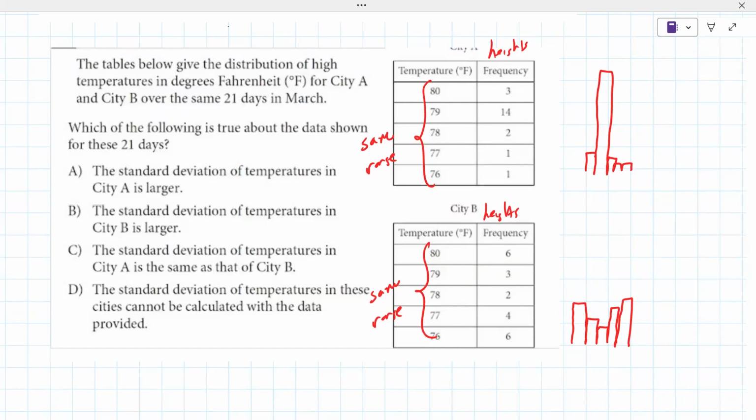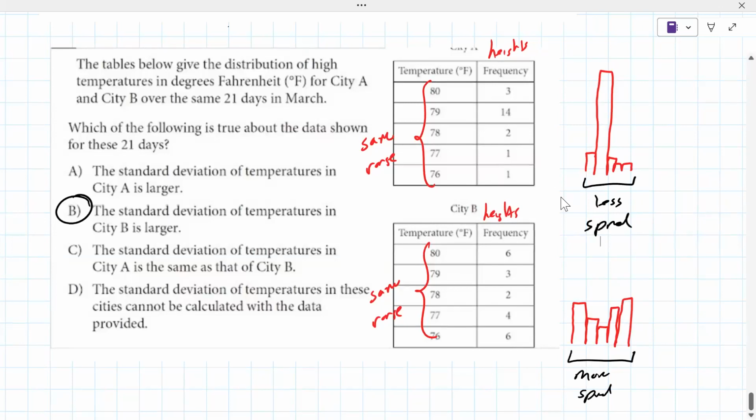How does that change your answer, if it does? Um, it wouldn't. Okay. So the correct answer here is B, because this is more spread out. This is more spread, even though the range is the same. This one is less spread because more of the data is clustered around the center. So that range thing works most of the time, unless they have the same range, then you really can't do that.